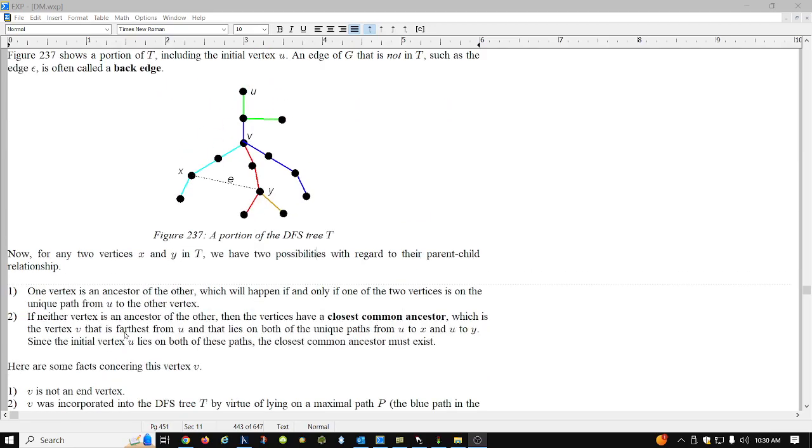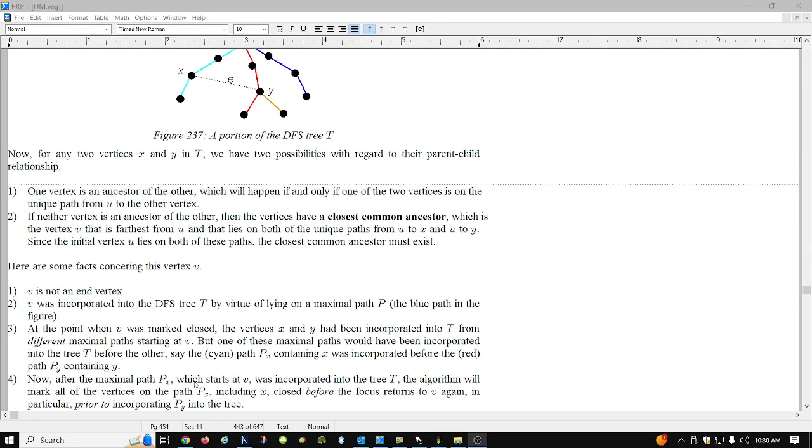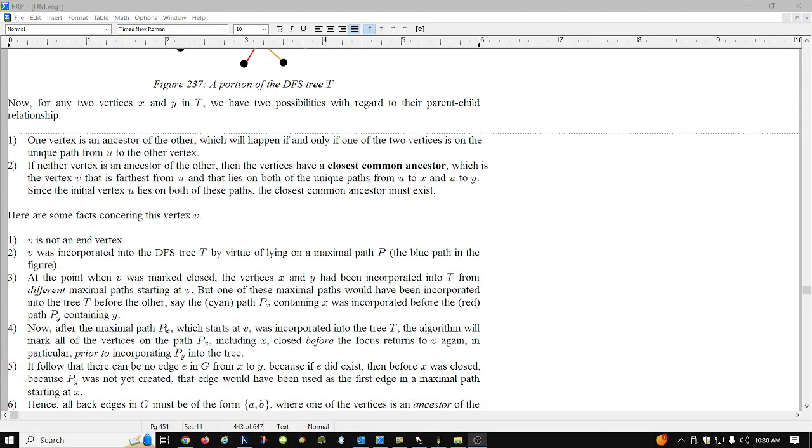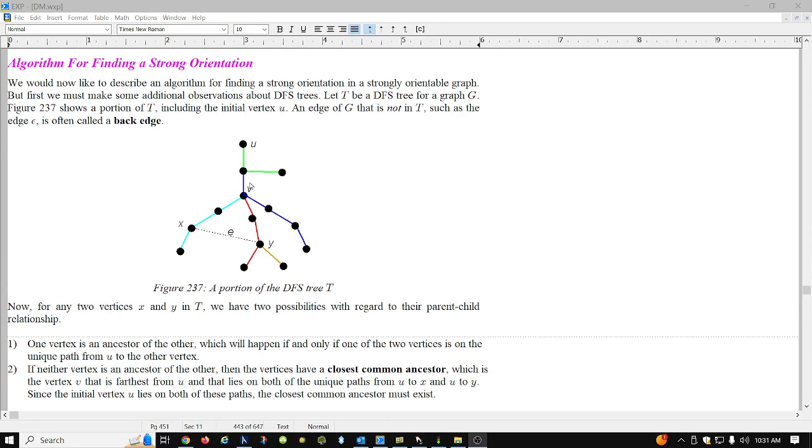And I'm going to assume the cyan path came before the red path. Now, after this maximal path, p sub x, the one that contains x, the cyan path, that starts at v, was incorporated into the tree, the algorithm will eventually mark all the vertices on that path as closed, and that would include x, before the focus returns to v again. That's how the depth first search works.